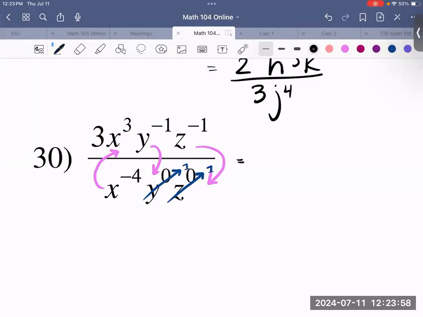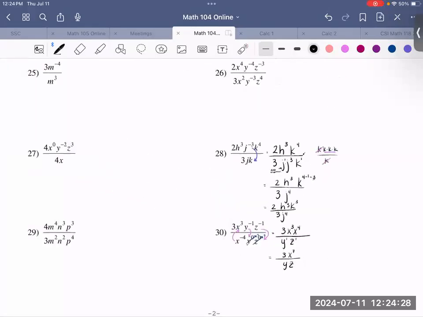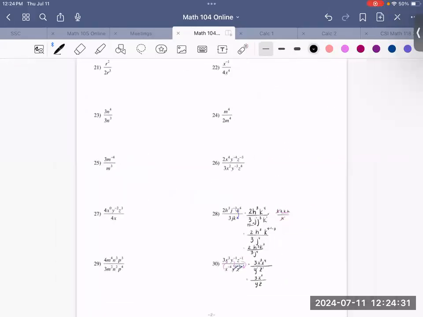So when we go to rewrite it, we have 3x to the third. We've moved up x to the fourth, and it's now positive. We have also moved down the y to the first and the z to the first. The ones with the exponents of 0 are just 1, so we can leave them alone. Combining those exponents through addition. And there you go. I believe that should be it. We'll just do one more.